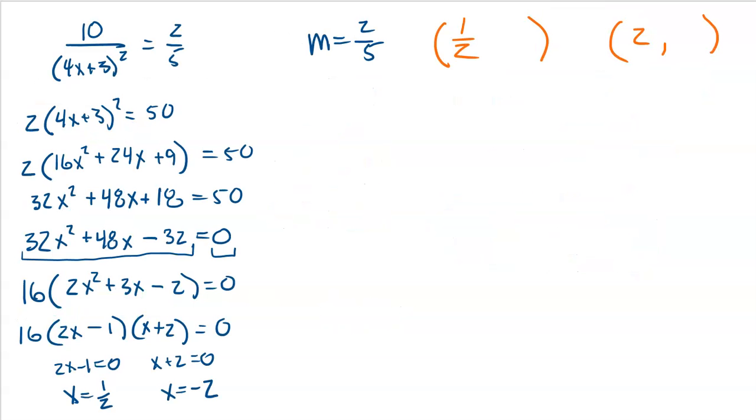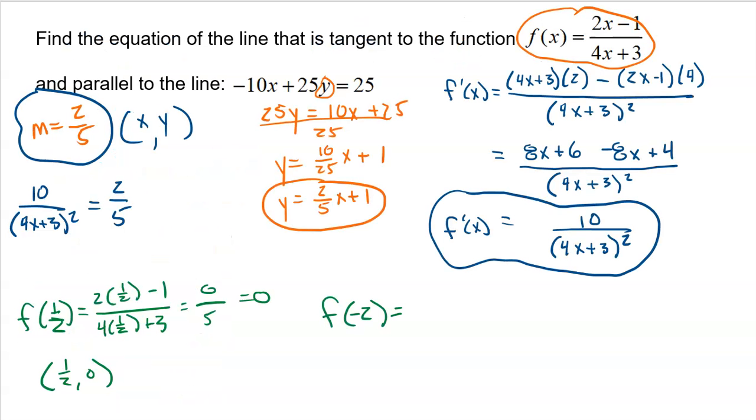And I said positive. No, I said -2. I just forgot to write the negative right there. Okay, so again, plugging -2 in, that's 2 times -2 minus 1, all divided by 4 times -2 plus 3. That's on top, -4 minus 1 is -5. On the denominator, 4 times -2 is -8. -8 plus 3 is also -5, so I get +1. So that point there is -2 comma 1.